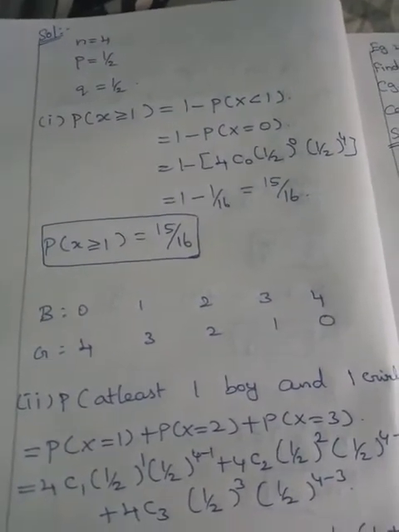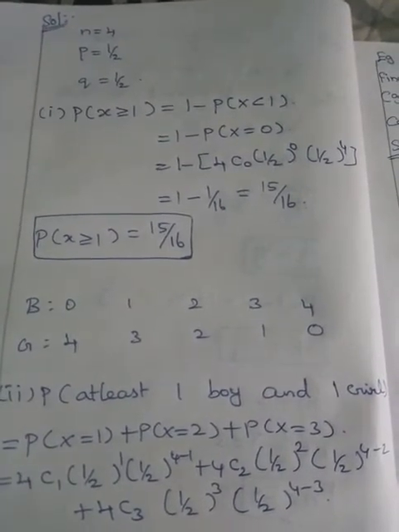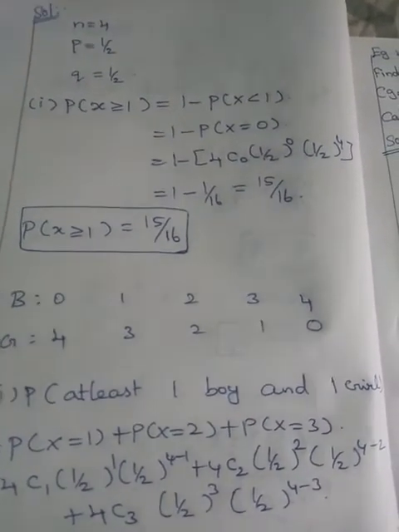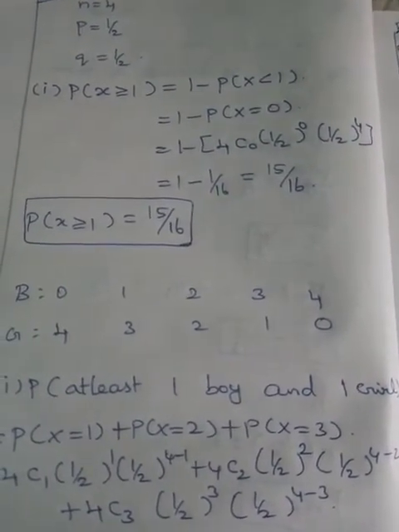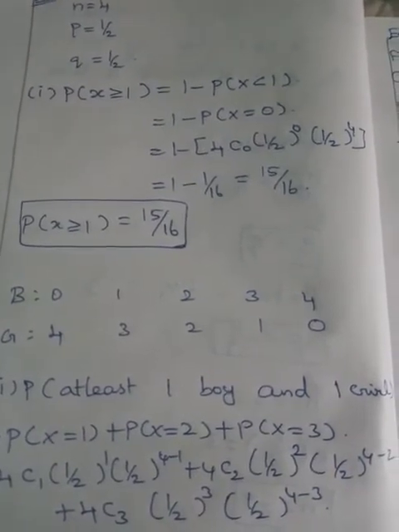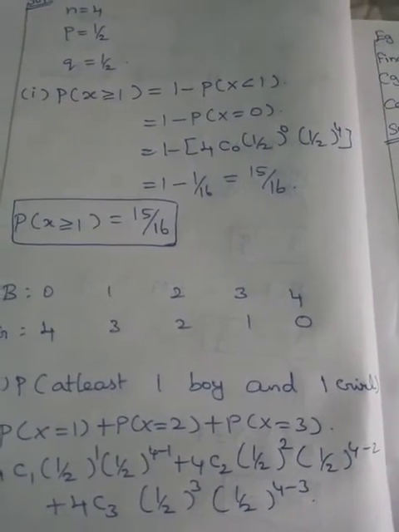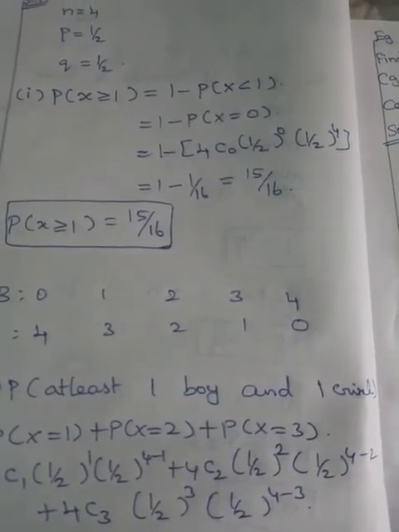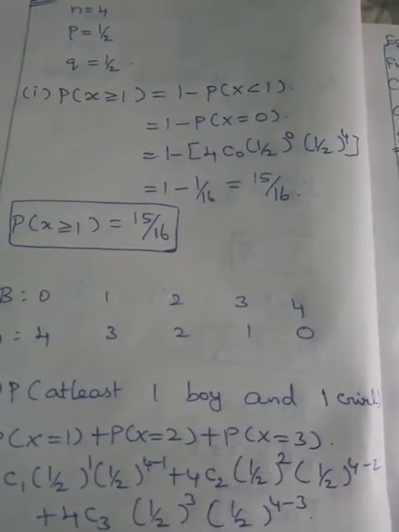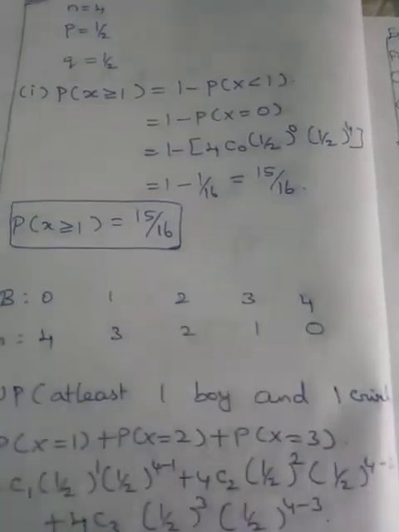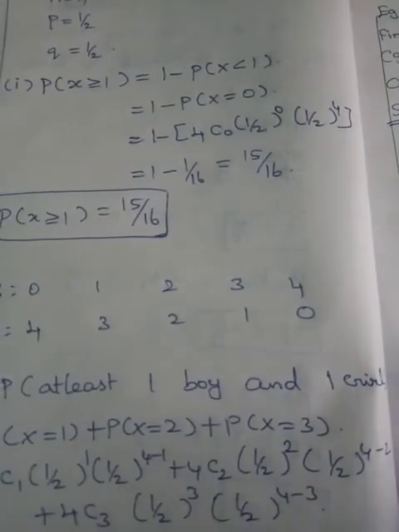First one, probability of x is greater than or equal to 1 is equal to, formula is 1 minus p of x is less than 1. P of x less than 1 means x is equal to 0. So 1 minus p of x is equal to 0. 1 minus nCx p power x q power n minus x, formula is using, we get 4C0 into 1 by 2 power 0 into 1 by 2 power 4.